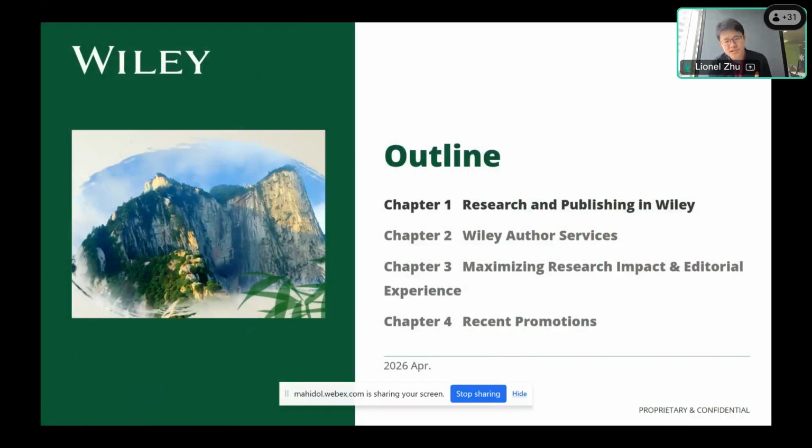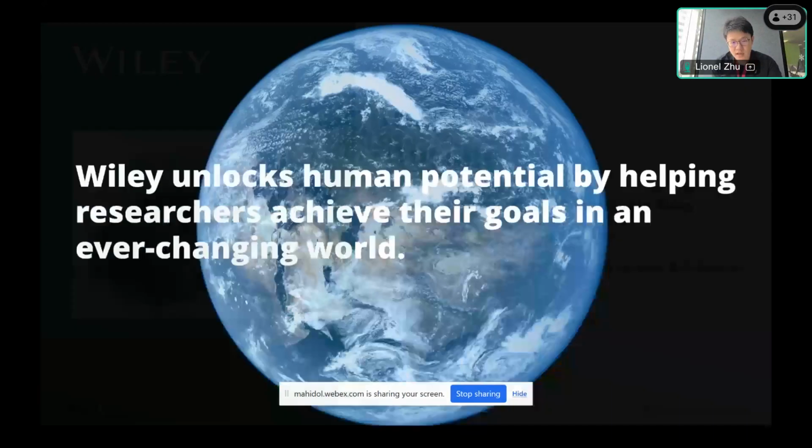My presentation will be divided into 4 sections. First is about some general knowledge in publications. Secondly is about our workflow as an editor and some tips for the authors. Thirdly is about maximizing the research impact and the editorial experience. Lastly is about some recent promotions in life science titles.